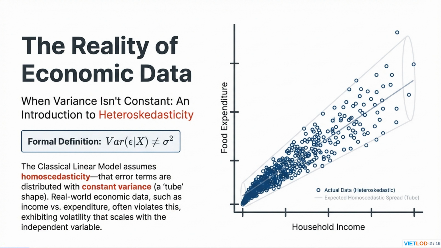For economists, this isn't just a technicality, it's a reflection of human behavior. While low-income families have very constrained spending on food, wealthier families have much more choice, leading to greater volatility in the data. Understanding this variance is crucial because it directly impacts the reliability of our statistical models.